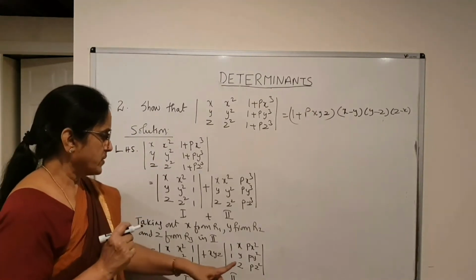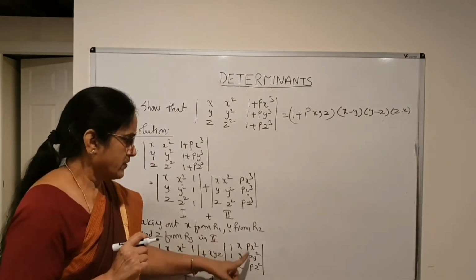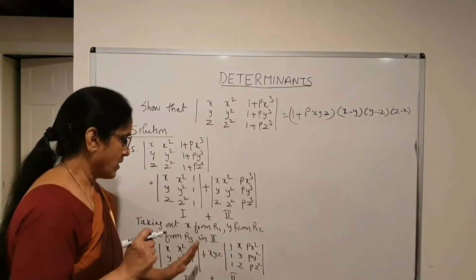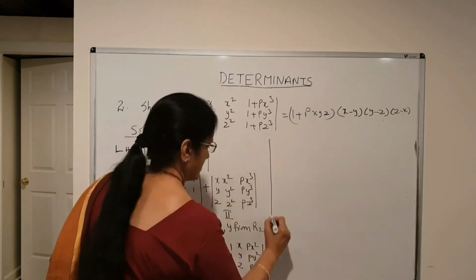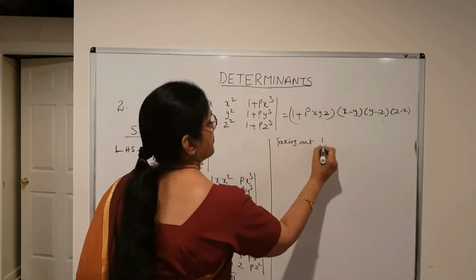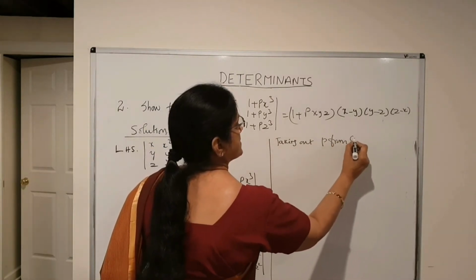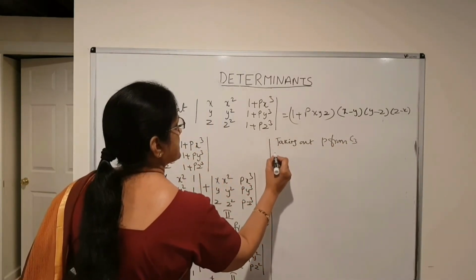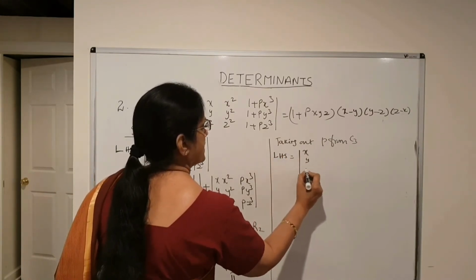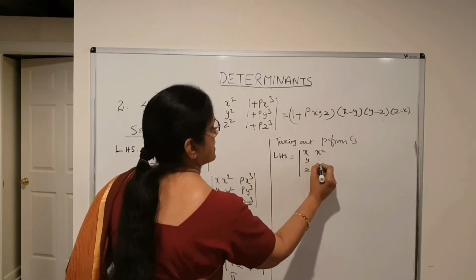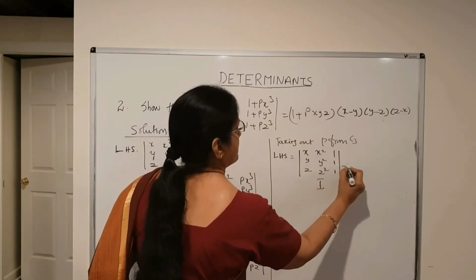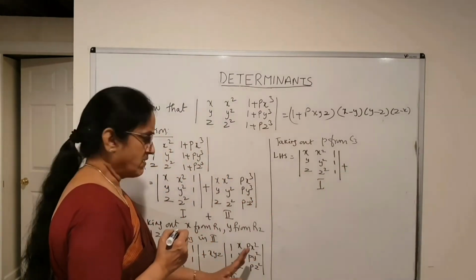Okay, now what I am going to do, I am going to take out p from C3 because p is common there in C3. So that will give me, taking out p from C3, we get LHS is equal to determinant x, y, z, x square, y square, z square, 1, 1, 1, first determinant, plus, already one x, y, z is there, now I am taking out p.